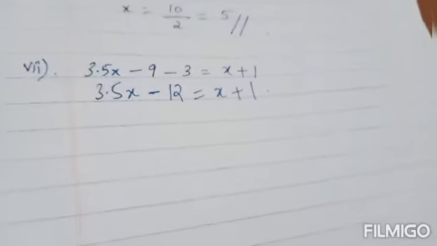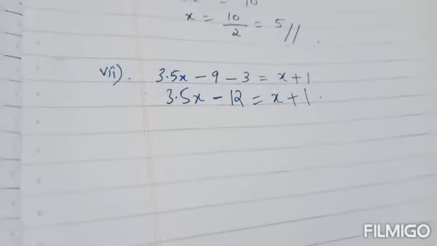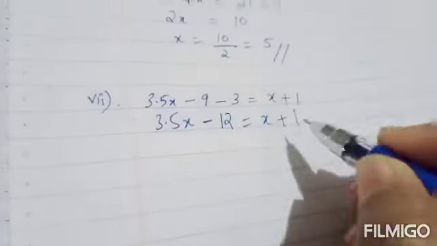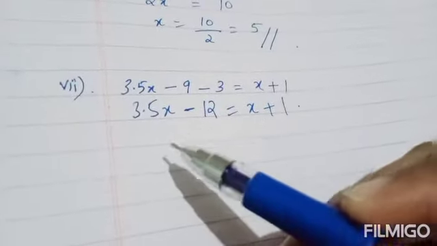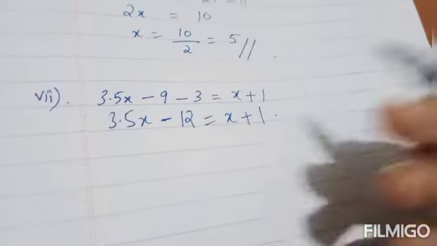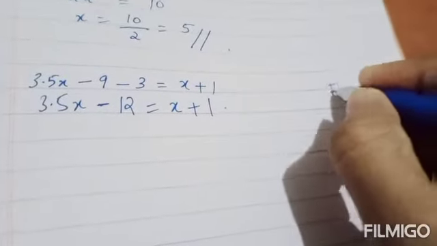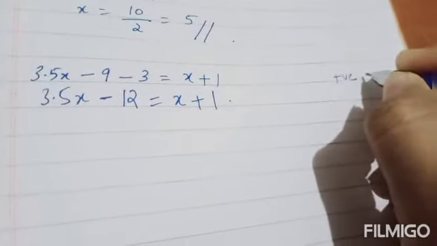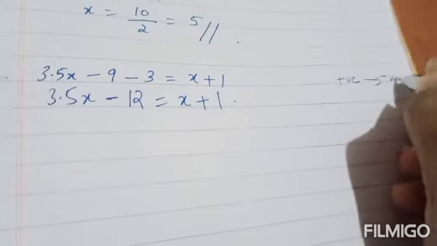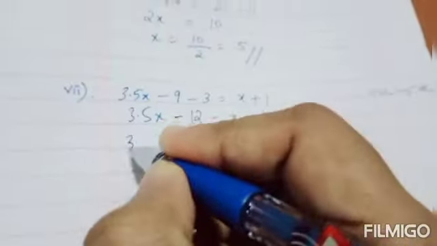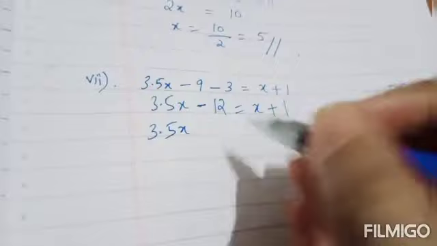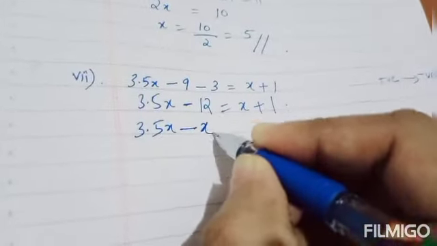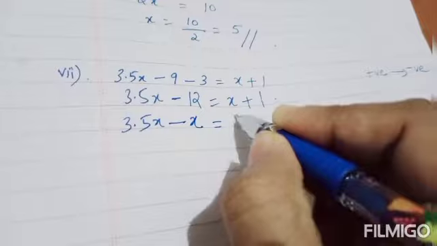Okay. Now you can bring variables to one part and numbers to the other part. So let's bring this x from the right side to the left side. X means it is positive x. Okay, so a positive value on transferring to the other side will become negative. So 3.5x, this x we are bringing to the left side, so it will become minus x, equal to 1.